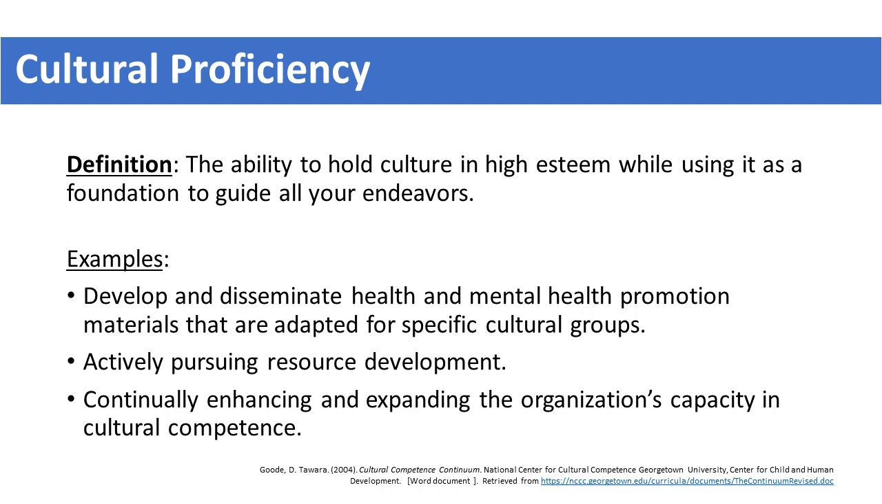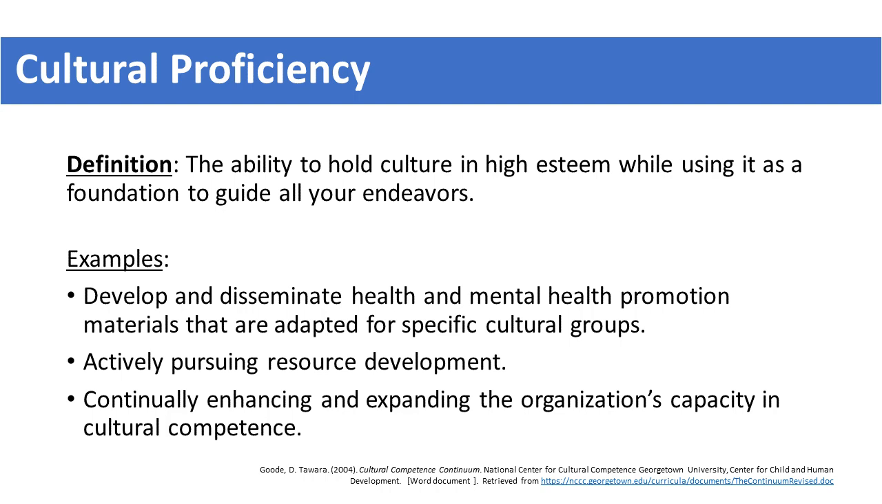Some examples of how we can see that is to develop and disseminate health and mental health promotion materials that are adapted for specific cultural groups. For example, the CLEAR intervention was adapted to suit HIV-negative persons, and having bilingual literature for agencies that serve those whose primary language is not English. Another example is actively pursuing resource development to meet the intended priority population.